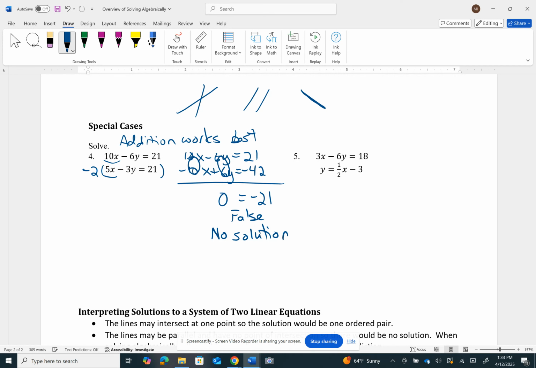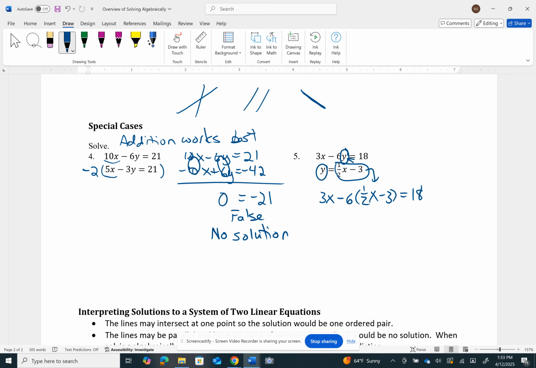All right, now on this one, the y is by itself already, so I'd probably just go ahead and use substitution, even though I got that fraction. So I'm going to circle the y in the top equation, and then what I'm going to do is take that 1/2 x minus 3 and plug it in for that y. So I'm going to take the 3x minus 6, but right there where the y used to be, I'm going to be putting the 1/2 x minus 3.